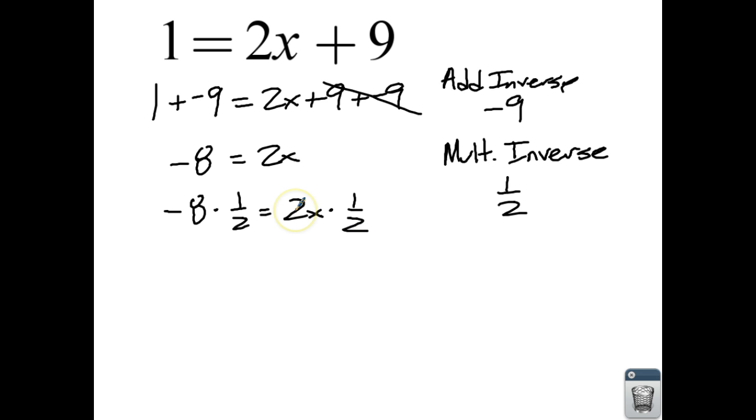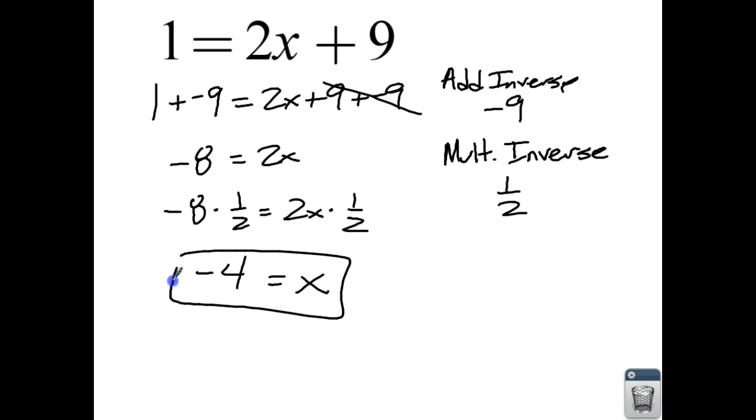Okay, these are my inverses. I'm going to end up with x here. What's half of -8 is -4. And there we have it. Okay? General idea, we've done this before, just a little bit new vocabulary.